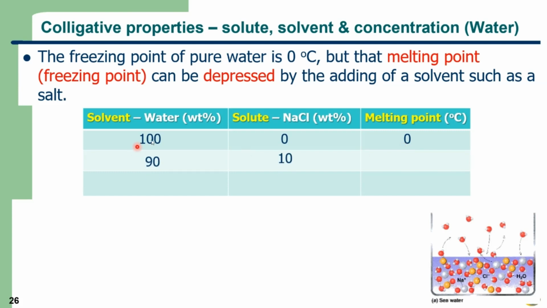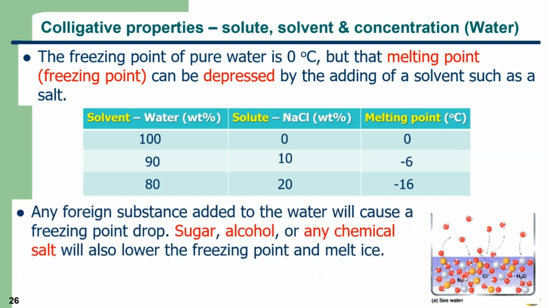However, if you put salt into the water, the melting point will be depressed. It becomes minus. And if you have more salt in the water, the melting point will be further decreased. You don't need to remember this number, but you need to know that if I increase the salt, the melting point will decrease. Why? Because I don't want it to become solid. I don't want water molecules to become solid, because they have very strong interaction between salt and the water.